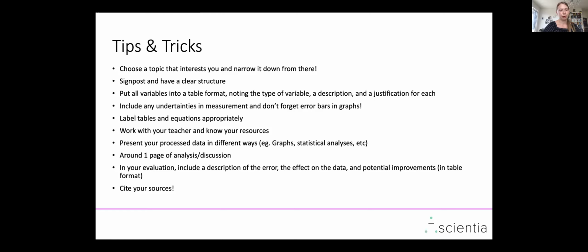This will make up sort of the bulk of your analysis of your data, and it's quite important to really delve into that. Then again, this table format that I'm talking about for your evaluation, it's good to do this in a table format and include a description of the error that you made, the effect that this error had on your data, and potential improvements. It will save you space and time, and it will really help the marker go through it more quickly and more easily. And then, of course, cite your sources.